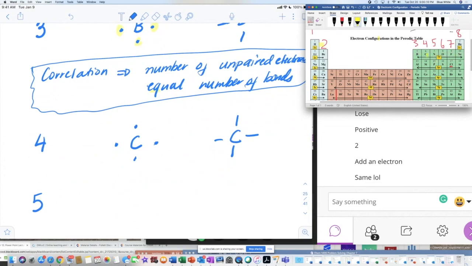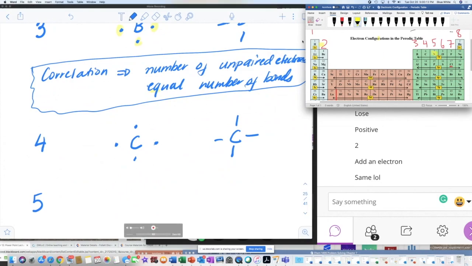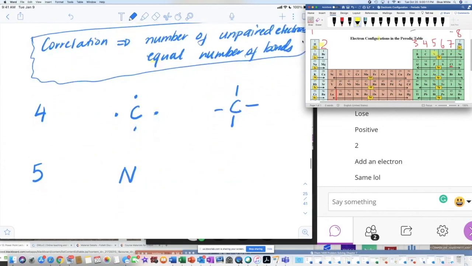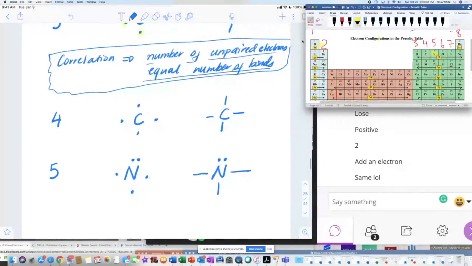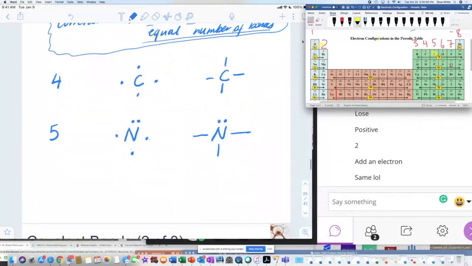Now I'm moving over to nitrogen, group 5. Let's see how the dots look different this time. 1, 2, 3, 4, 5. The number of unpaired electrons equals the number of bonds. I only have 3 unpaired electrons now. So I'm going to leave the dots and make the unpaired electrons bonds. This is the normal bonding pattern for nitrogen. See the trend in chemistry?